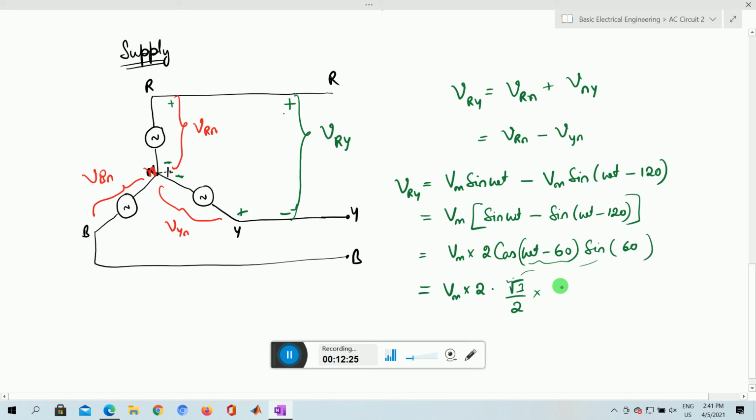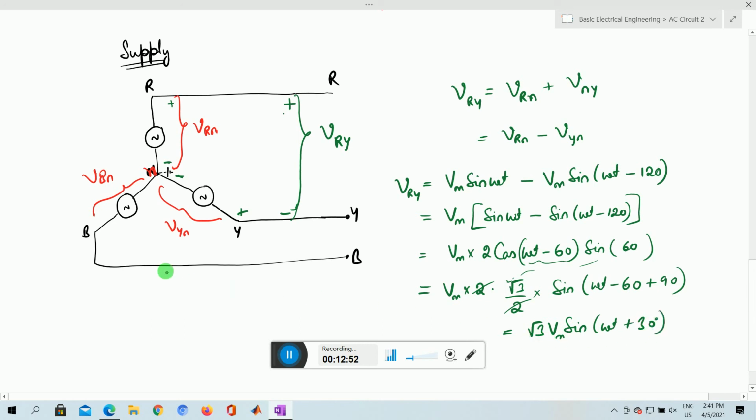So let us write it in terms of sine. We can write this as sine of omega t minus 60 plus 90. When we convert from cos to sine, we add plus 90 over here. With the 2 canceling out, what we get finally is root 3 Vm sine of omega t plus 30 degrees.